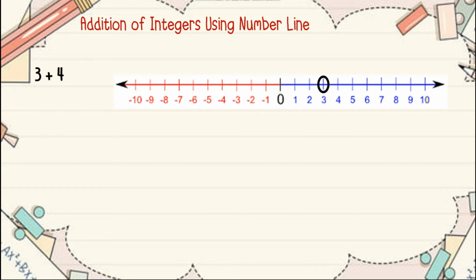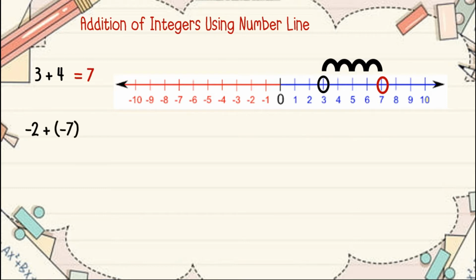So again, let's go back to the example. From positive 3, since we are adding positive 4, we're going to move 4 units to the right of positive 3. So 1, 2, 3, 4. Meaning to say, positive 3 plus positive 4 is equal to positive 7.